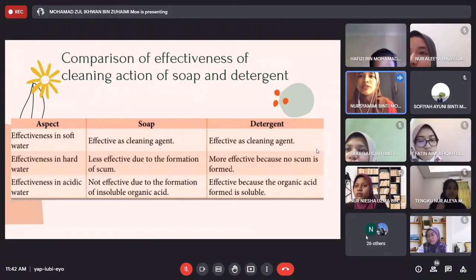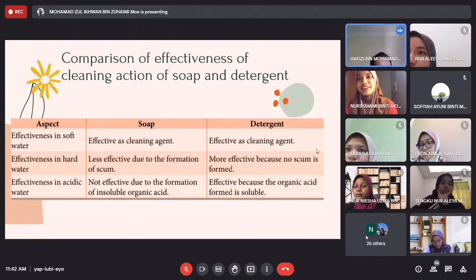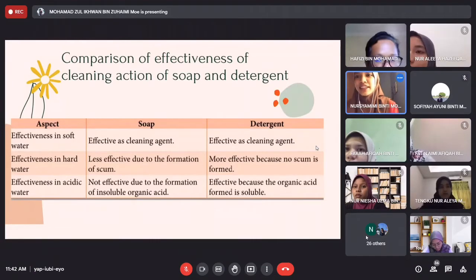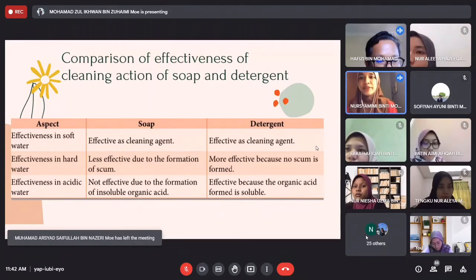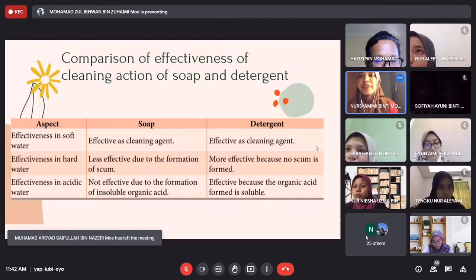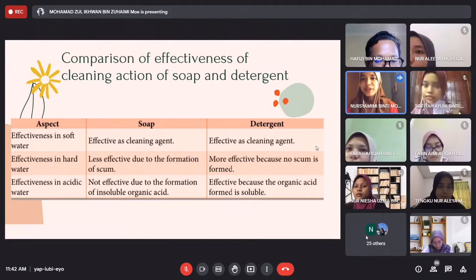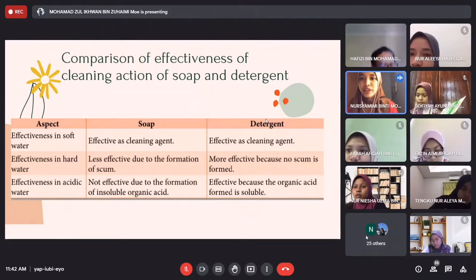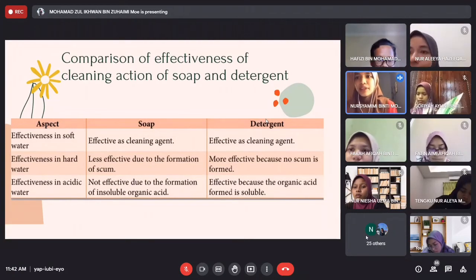As the conclusion, the comparison of effectiveness of cleansing action of detergent and soap based on aspect. Effectiveness in soft water: soap and detergent can be effective as cleansing agent. Effectiveness in hard water: soap less effective due to the formation of scum, while detergent more effective because no scum is formed. Effectiveness in acidic water: soap not effective due to the formation of insoluble organic acid, while detergent effective because the organic acid formed is soluble.